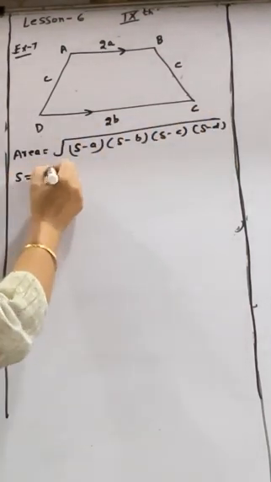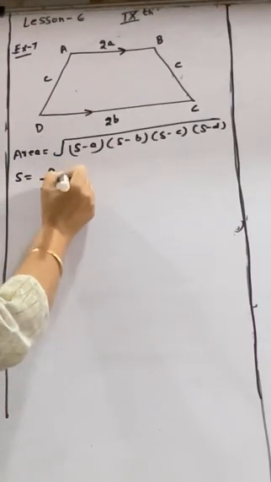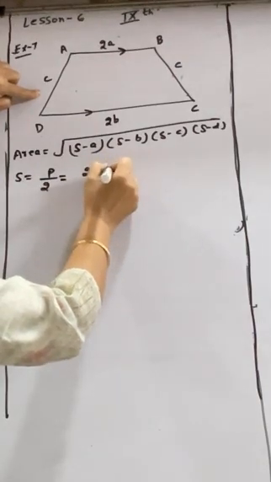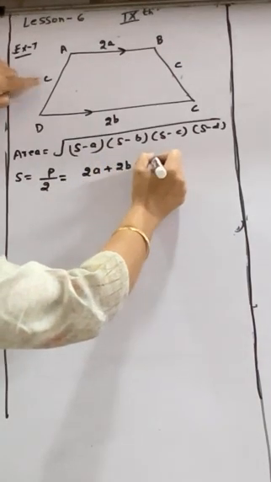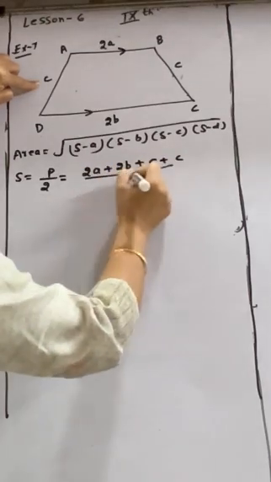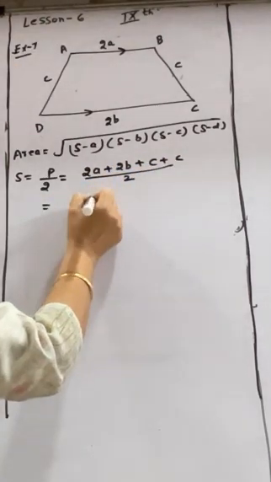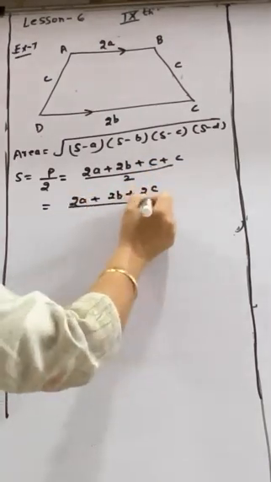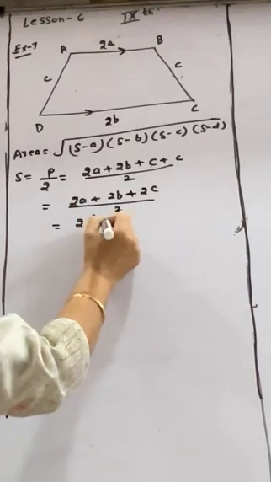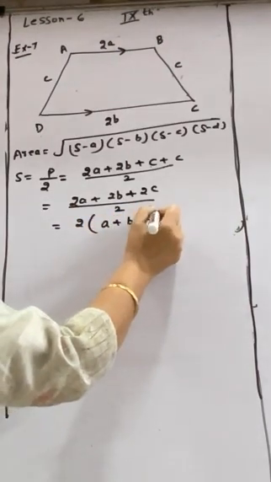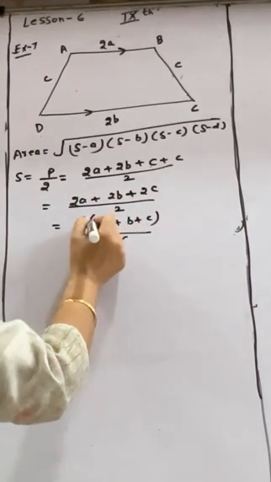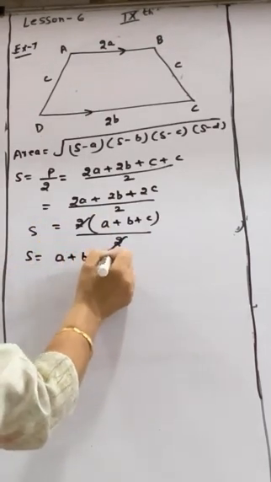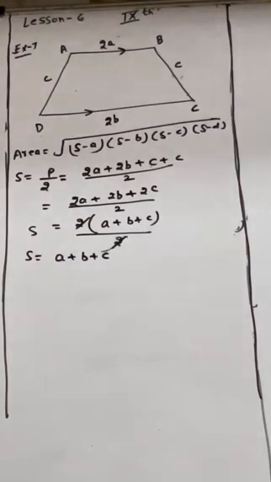Now, what is S? That is our semi-perimeter. Semi-perimeter means half of the perimeter. So what is the perimeter? Sum of all the sides, meaning 2A plus 2B plus C plus C, which is 2C, and the whole divided by 2. I can take 2 common. It will become A plus B plus C, and the whole divided by 2. The 2 and 2 cancel. So what is the value of the semi-perimeter? A plus B plus C. Correct? We got the semi-perimeter.